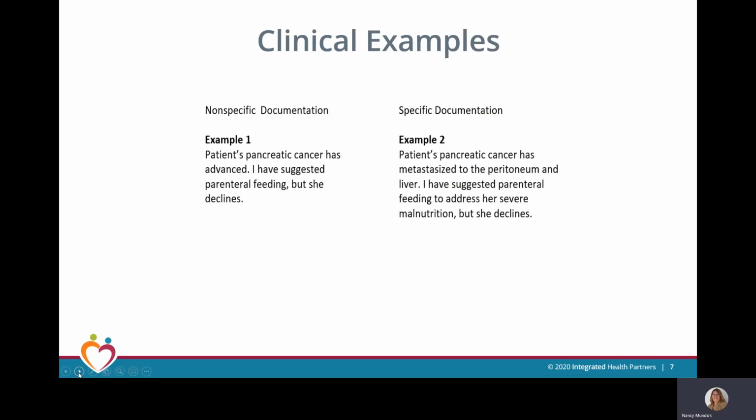In example 1, a coder may be able to infer from this documentation that the patient has a nutritional deficit, but without a diagnosis, it can't be abstracted. Only pancreatic cancer, not otherwise specified, can be coded from the note. In example 2, the coder would be able to abstract pancreatic cancer, not otherwise specified, the secondary cancers, and the severe malnutrition.